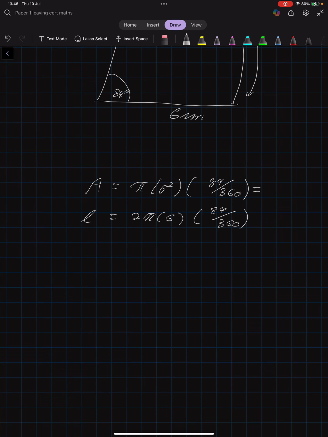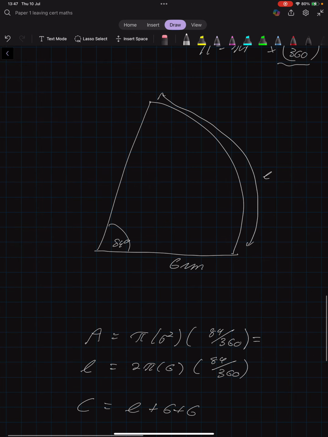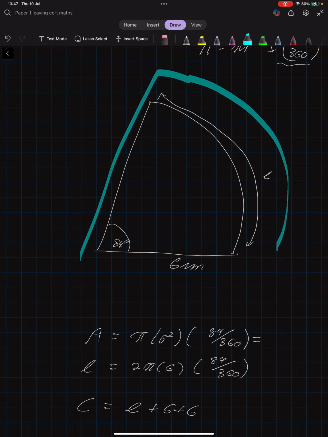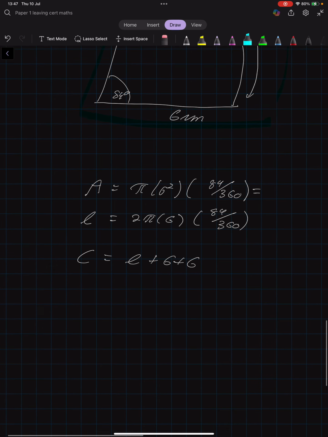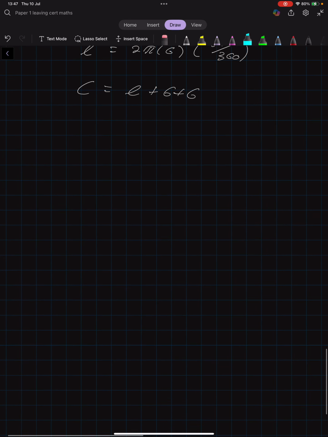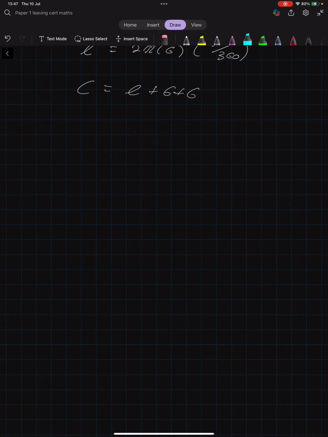And then if they ask you for the circumference, that would be L plus 6 plus 6. So again, the circumference is this length plus that length plus that length. Okay? All right. So that is that. Then if we go on to nets, so I'll do that next.